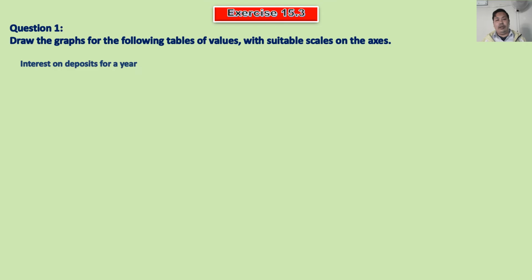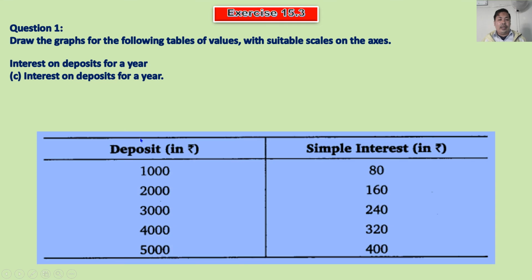Now my dear students, next question, we have question number one, Roman C, which is interest on deposits for a year. So you can see interest on deposit for a year given here in this table. It is in rupees, and the interest also in rupees. If it is 1000, then 80 rupees interest, and if it's 2000, then 160. If it is 3000, then 240. Like this, you can see that the amount of the interest is increasing as per the increase of the deposited amount, or we say the principal amount. Okay, clear? So this we can plot in the graph. So let us see how it can be plotted in the graph.